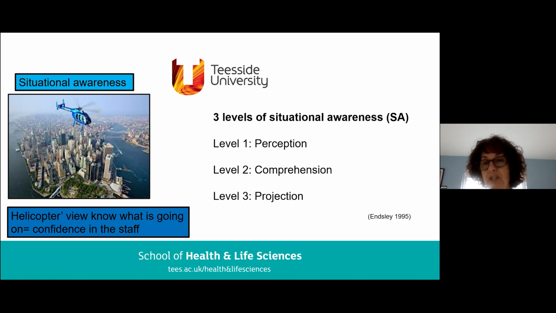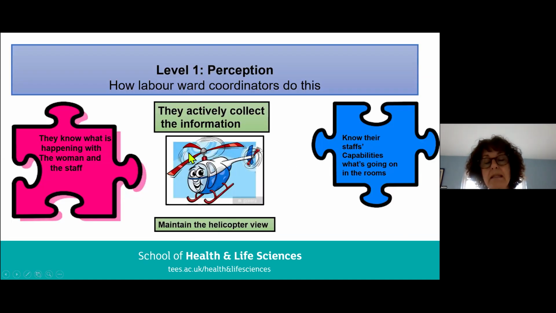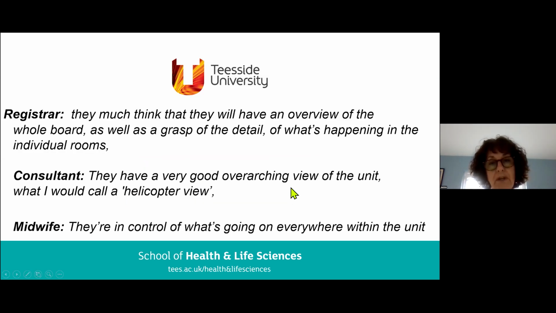Level 1 perception, level 2 comprehension, and level 3 projection. And you have to have level 1 before you can have level 2, etc. So a labour ward coordinator who was seen to be excellent by the MDT was someone who knew what was happening with the women and the staff. They also had a very, very good understanding of their own staff's capabilities. Now, they maintain that helicopter view.